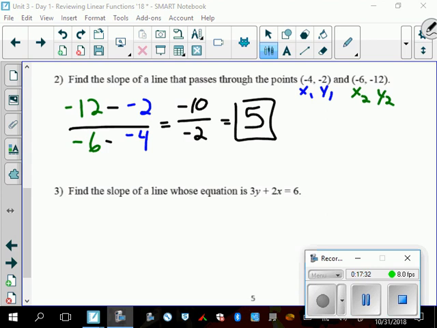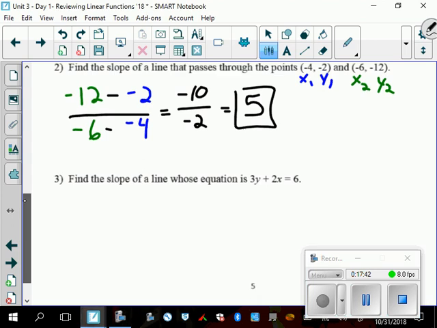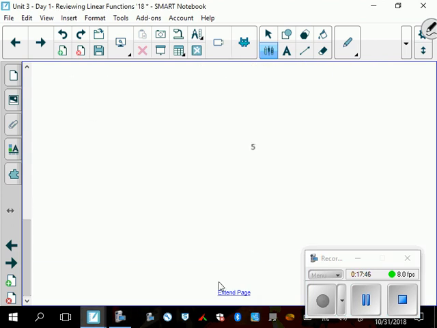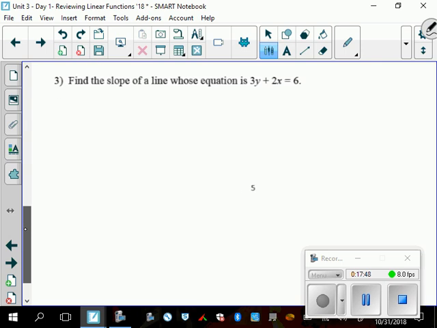All right, so I got a final answer of 5. If you did it by hand, you get negative 10 over negative 2. And in all the Regents courses, they're always going to want you to solve or simplify your fraction. All right, this last one is probably going to be the one that you struggle the most with.